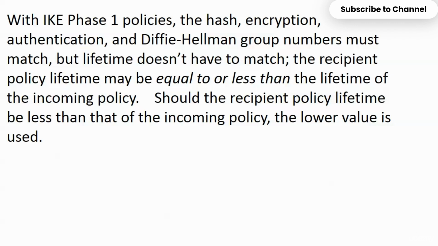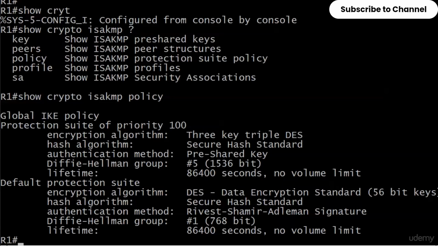Boy, that's a good practice exam question. Good job interview question. So you've got to know not only that the lifetimes don't have to match, but on the recipient end, it has to be equal to or less than the lifetime of the incoming policy. Then you've got to know that the value that will actually be used is the lower value. So there is a lot going on there with our policies. That is going to wrap up our IKE Phase 1 config. So coming up next, we're going to get that IPsec SA configured, set our values for that, and then we'll march on to our crypto ACLs. I'll see you on the next vid.